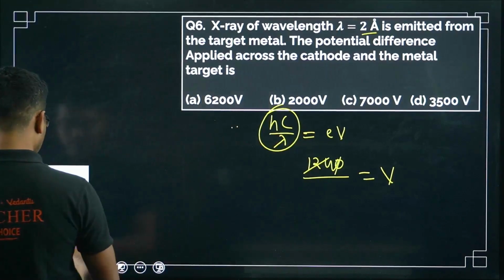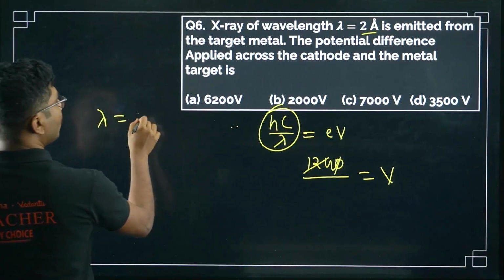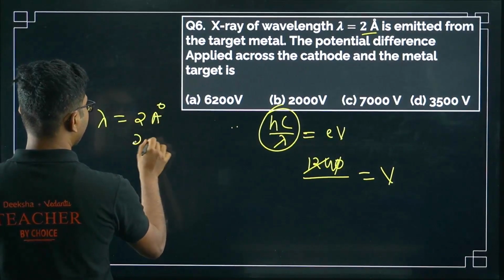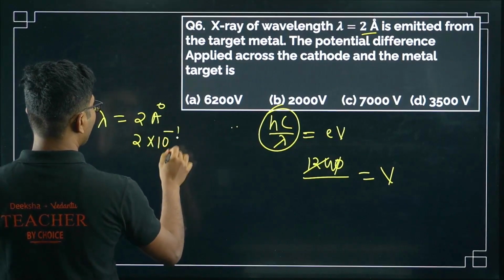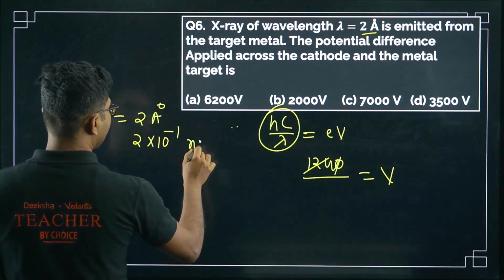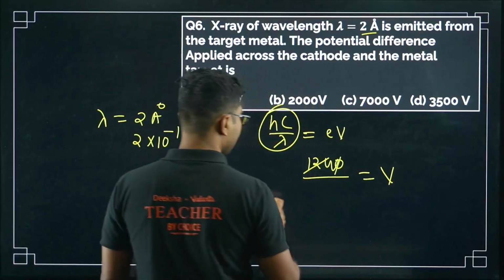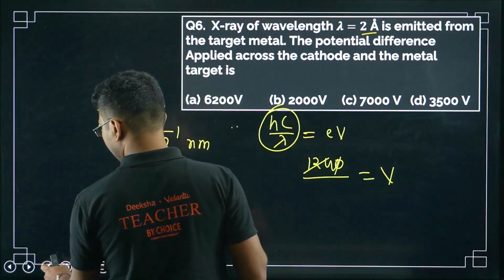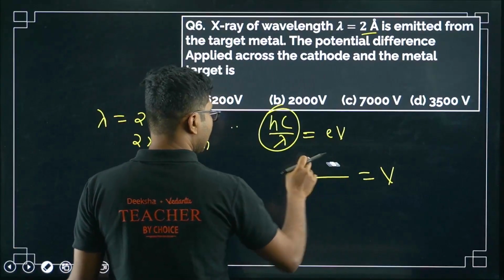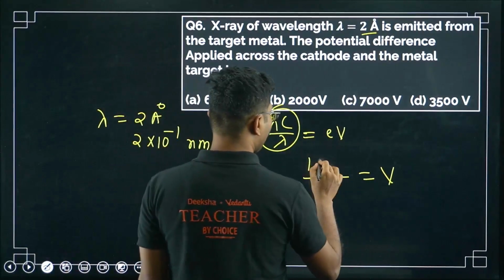Lambda is 2 angstrom, that is 2 into 10 to the power of minus 1 nanometer, right? To convert it to nanometer, we have to divide it by 10. That's why there is a difference. So the calculations will be slightly different, but the method is same.